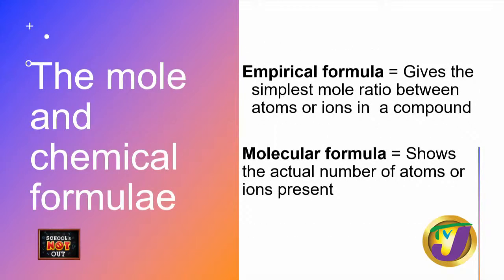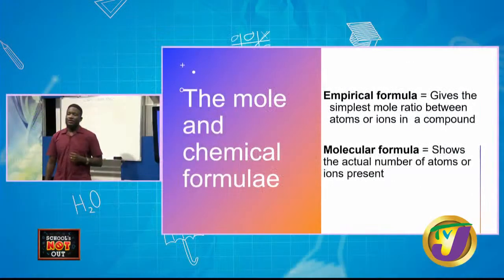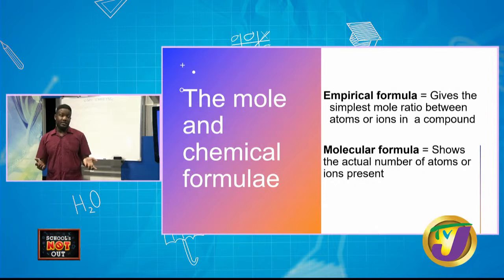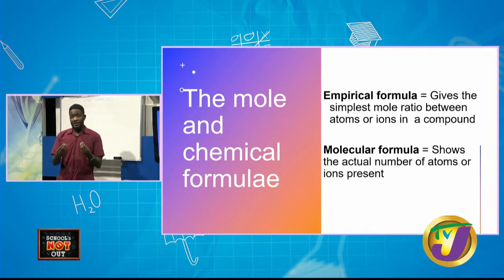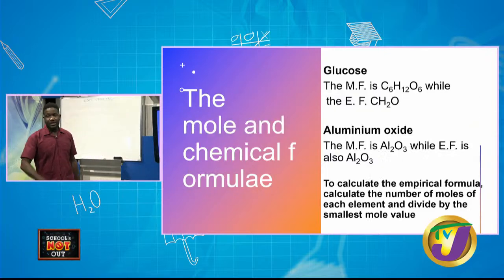All right, so now we're going to move on to the mole and empirical formula, right? So we should be familiar with empirical formulas and molecular formulas. The empirical formula gives the simplest ratio between atoms or ions in a compound. We'll show you an example of what we mean by that. And the molecular formula shows the actual number. So the empirical formula is when you simplify what is there, versus the molecular formula, which is what is actually present in the molecule or in the compound.